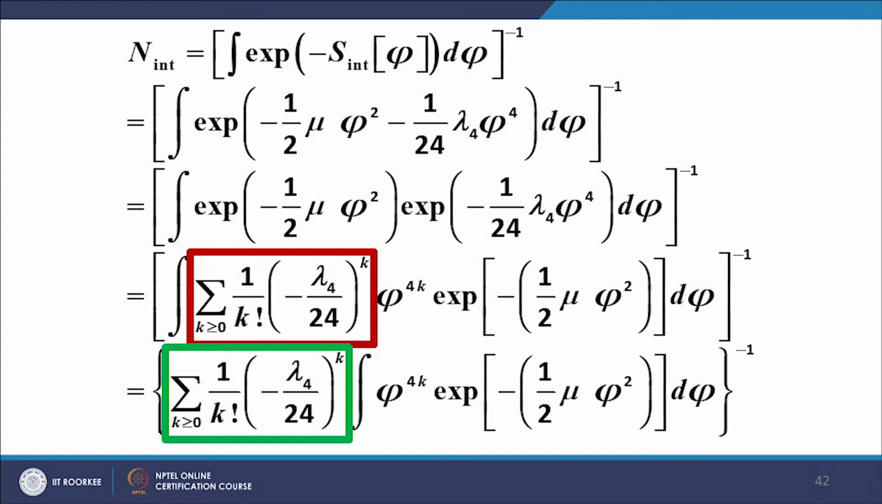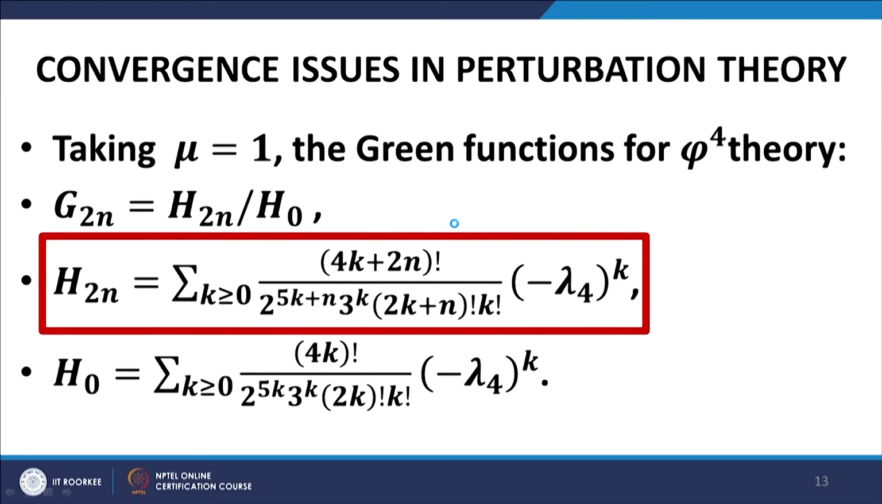Now, this is a very technical, delicate issue, and it has certain nuances. Let us explore that before we proceed further to the case of Feynman diagrams. If we take mu equal to 1 for simplicity, because that is not really relevant at the moment, then we can write Gn is equal to H2n upon H0, where H2n is the expression given in the red box, and H0 is the expression given below in the second line.